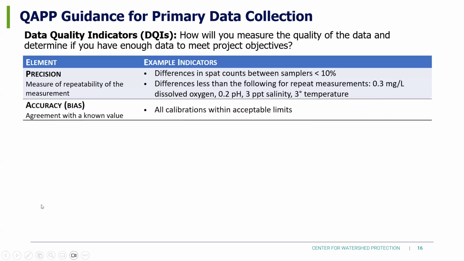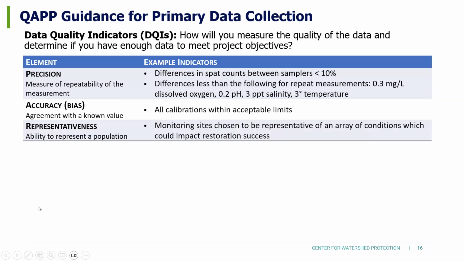The next parameter is accuracy or bias. This is the agreement with a known value, and the indicator they used for this one was that all calibrations for their equipment would be within acceptable limits. The next parameter is representativeness, the ability to represent a population. The example indicator for this is that they were choosing monitoring sites that would be representative of various conditions which could impact their restoration success.